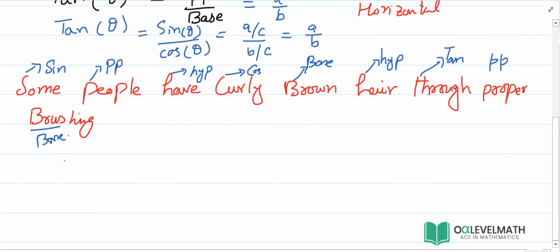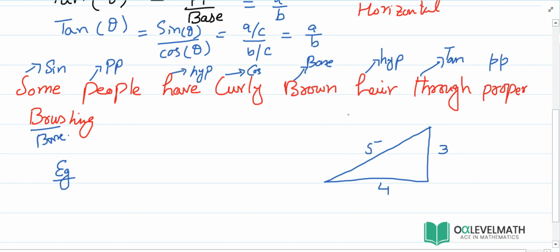Now let's look at some examples. We have a right angle triangle over here, which has this length as 3, this length as 4, and this length as 5. So there's a question: use the Pythagoras theorem to verify this.